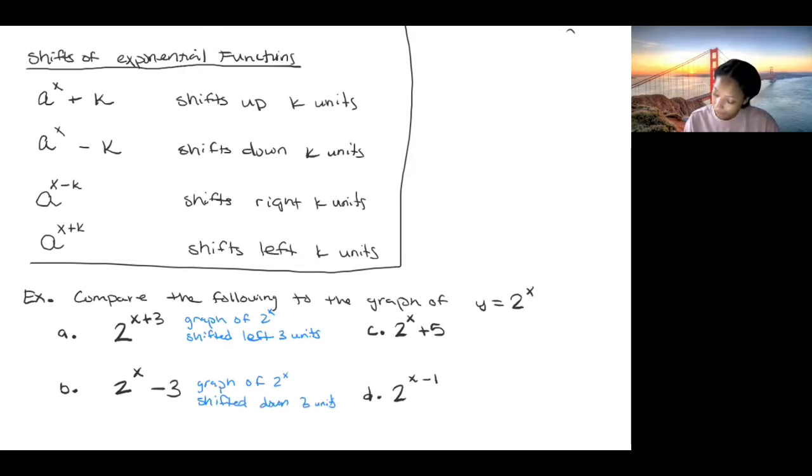All right. For part C, 2 to the x plus 5, we're adding that 5 to the entire function. So that's going to shift our graph up 5 units. So this would be the graph of 2 to the x shifted up 5 units.